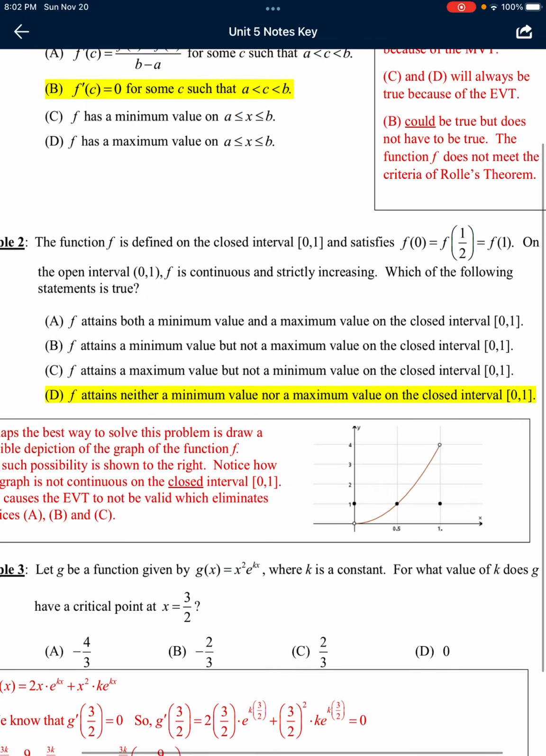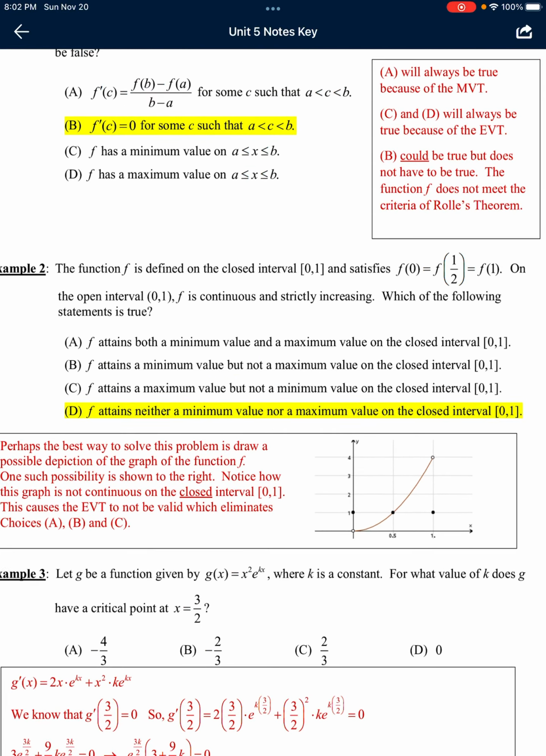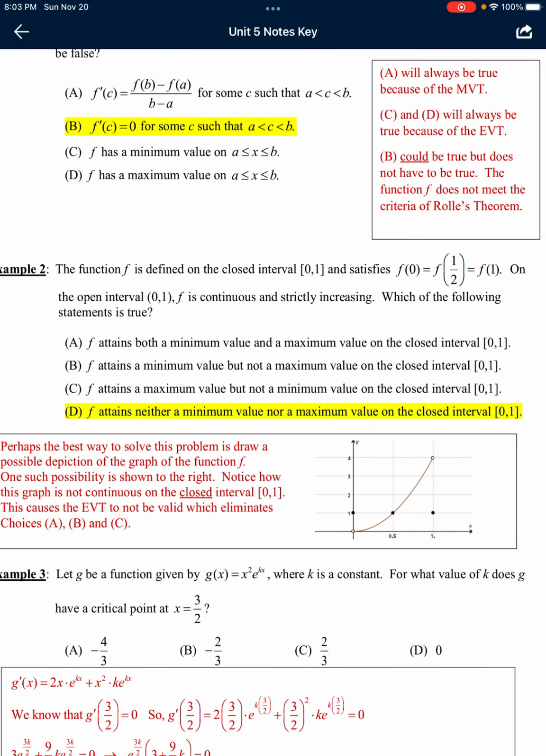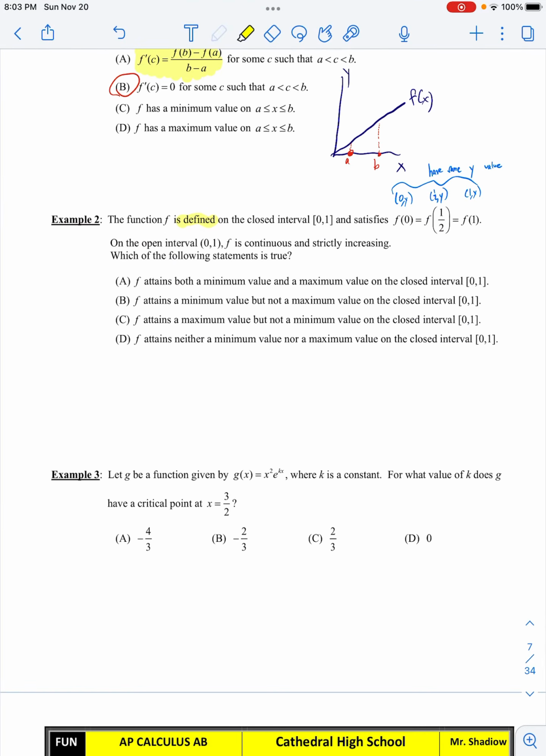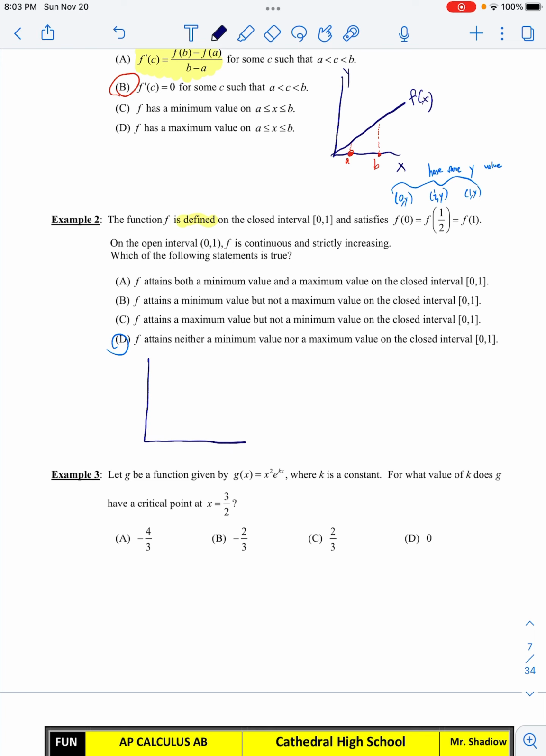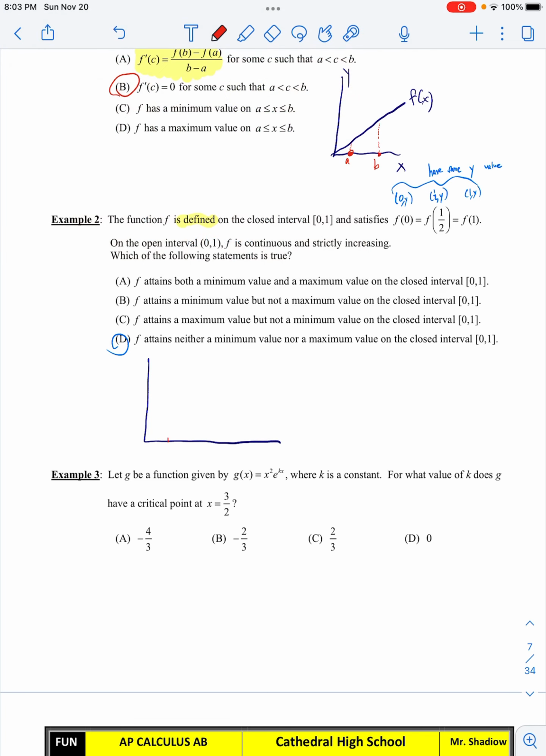And here's what I think is going on. The answer is D. The function contains neither a minimum value nor a maximum value on the closed interval. What's going on here is, let me draw some coordinate axes. So imagine we have our interval, A to B, or 0 to 1.